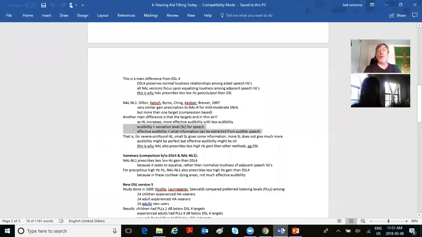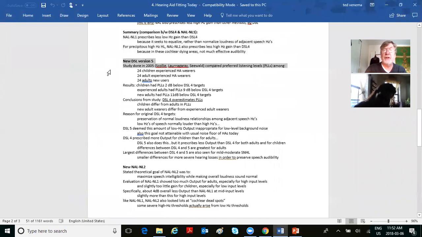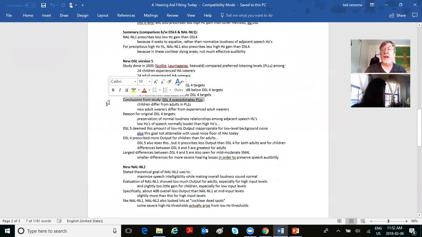NAL-1. And then we talked about summary comparisons between DSL-4 and NAL-1. And then we moved along and talked about DSL-5 and about the study done between the three groups of people. And so therefore, DSL overestimates preferred listening levels. So basically DSL-5 backed off. They became weaker. DSL-5 is weaker than DSL-4.